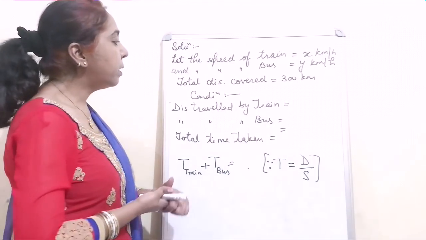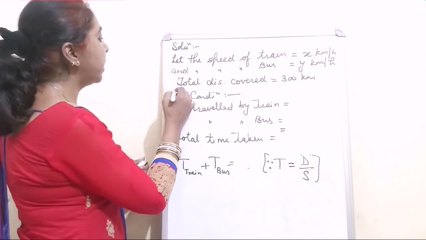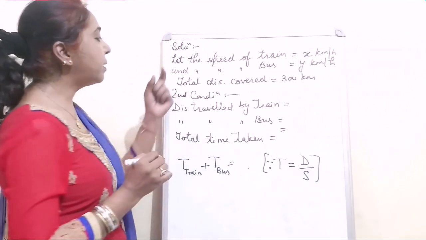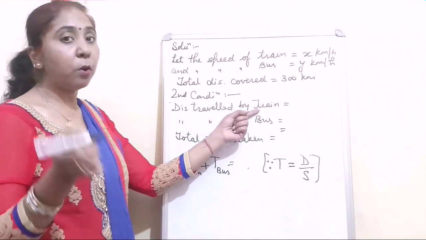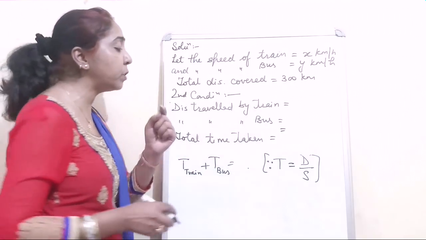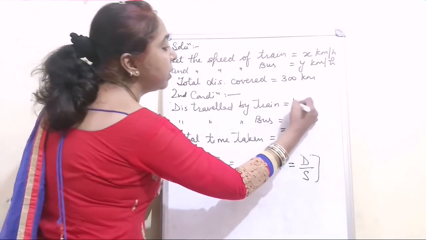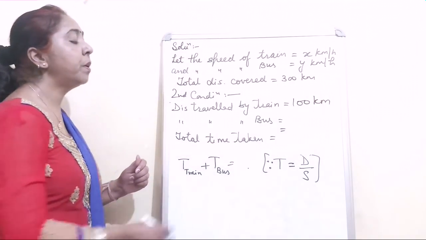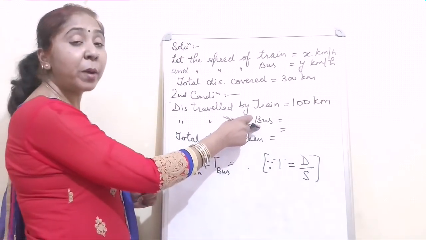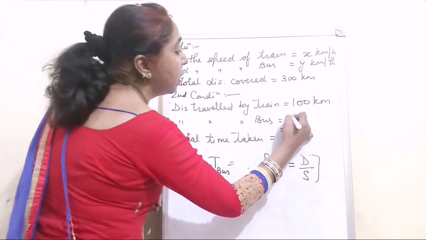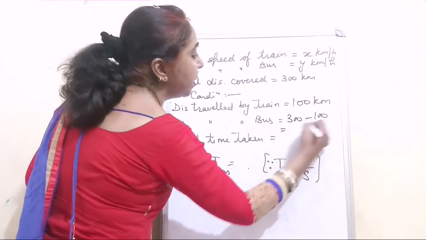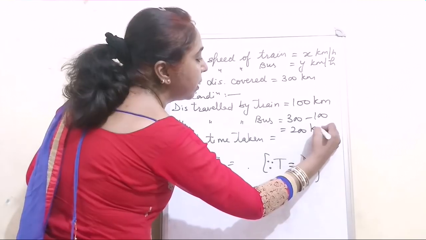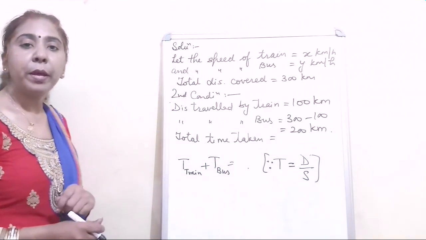Okay, now we'll see the second condition. According to the second condition, we read the question there, the distance traveled by the train is given equal to 100 kilometers. So the distance covered by the bus will be 300 minus 100. That is 200 kilometers. Right?